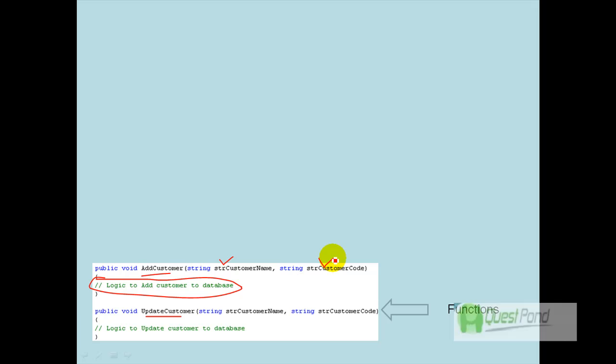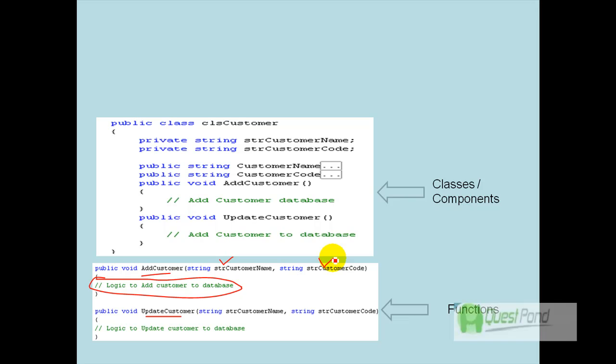Then came object-oriented programming, which said, okay, let me put a higher level of abstraction on these functions called classes. So basically these two functions, which are customer operations, went inside a class called the customer class. And now this customer class, you can map it with the real-world entity called customer.